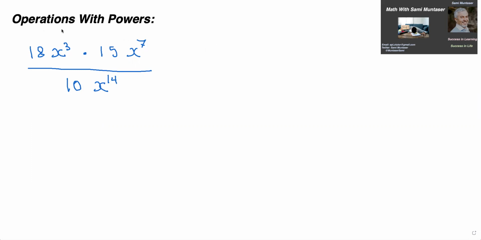Today we're gonna do operations with powers. So maybe I should write a few rules for you before we start. x to the power of a times x to the power of b is the same as x to the power of a plus b. What does that mean? It means when you multiply variables, you add their exponents. If you're dividing variables, you subtract their exponents.